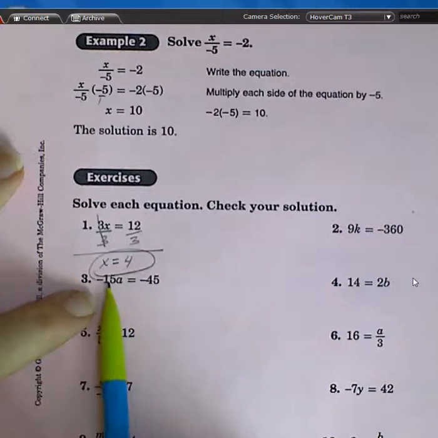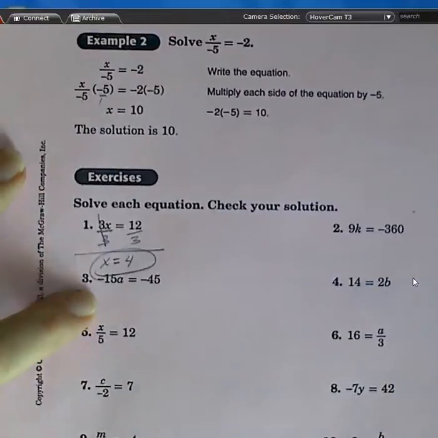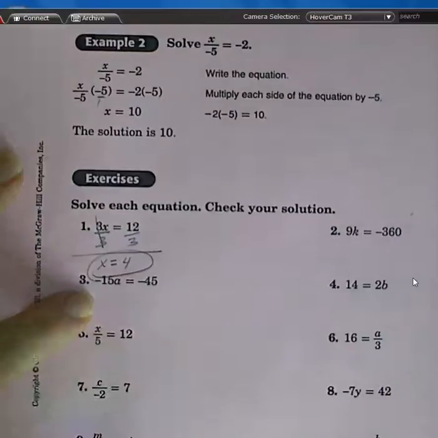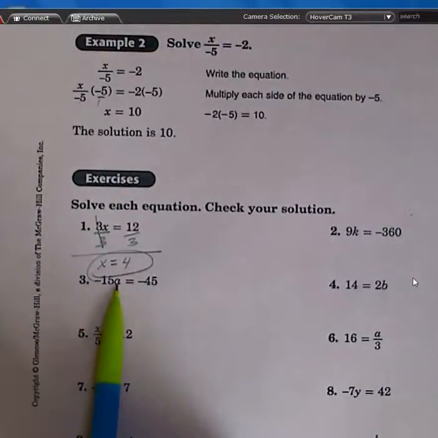I have negative 15a equals negative 45. I have a number next to a letter. Negative 15 is the what? It's the coefficient. Everybody should say it. Everybody say it. It's the coefficient. That's today's vocabulary word. How am I going to get a by itself if it's multiplied by negative 15?